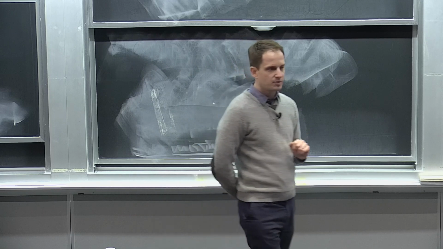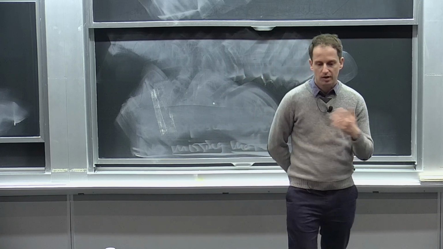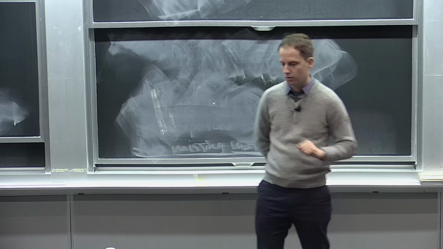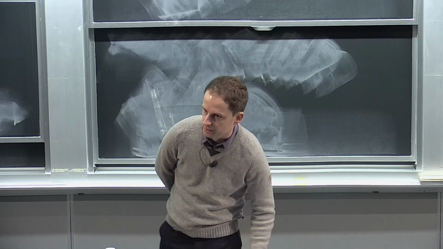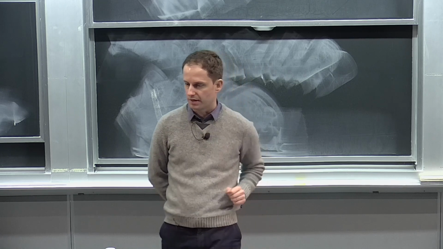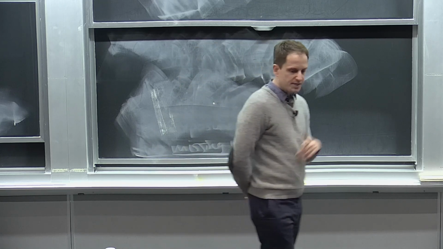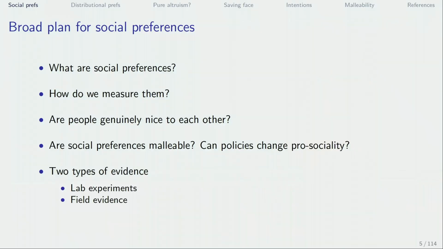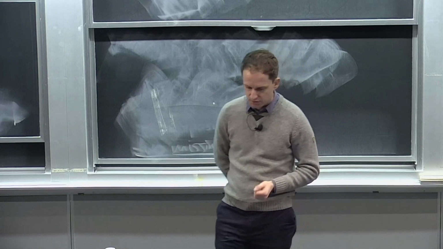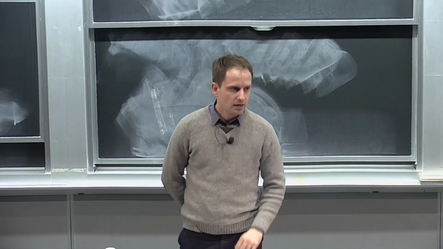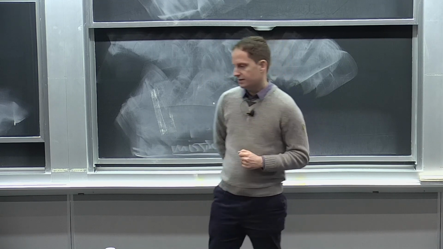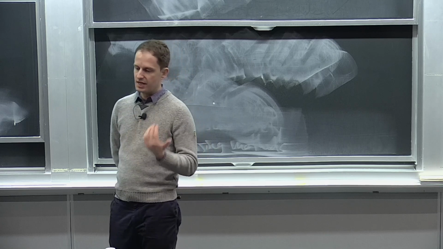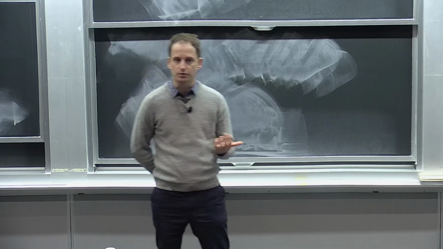So are there some policies that we can implement that help society as a whole be more pro-social, with people being nicer to each other or doing things that are good for the greater good overall? As before, we're going to look at two types of evidence: lab experiments and field evidence. Lab experiments are the types of experiments that you saw so far, and field evidence is the type of experiments where we look at rich and poor students being mixed, and what happens then to people's social preferences.